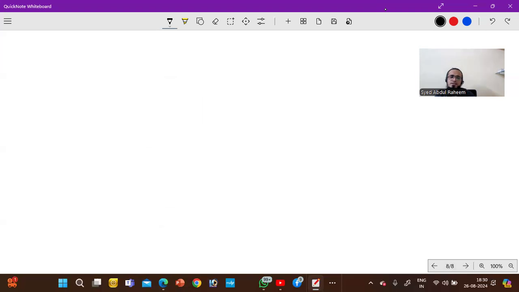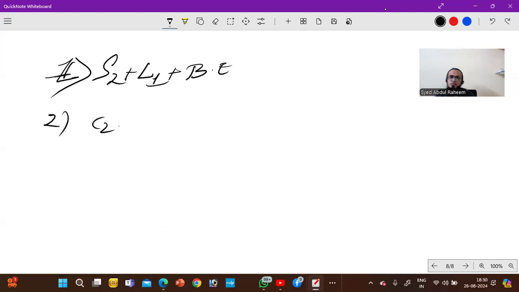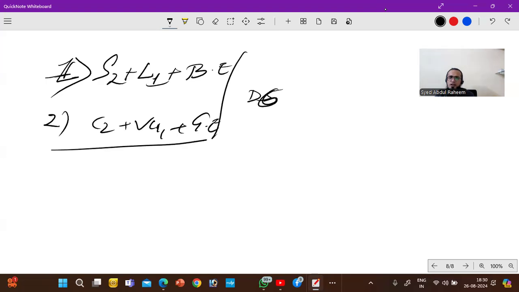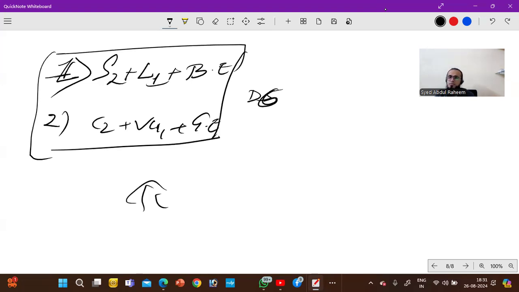But what is the basic fundamental glandular remedy? You can advise S2 L1 BE. Next is C2 When1 G. We have to start with D6. And with all the symptomatic, according to the symptoms, you have to add other remedies also.